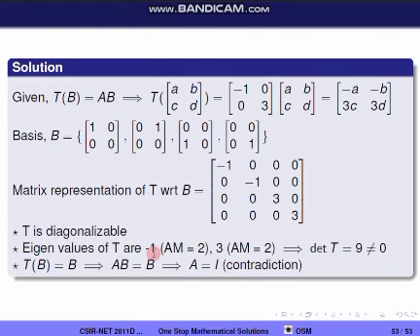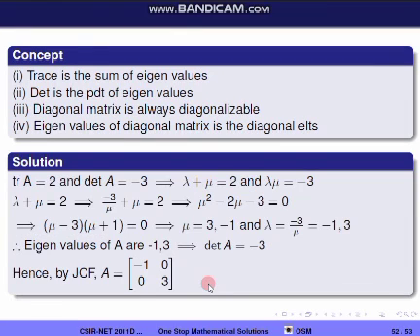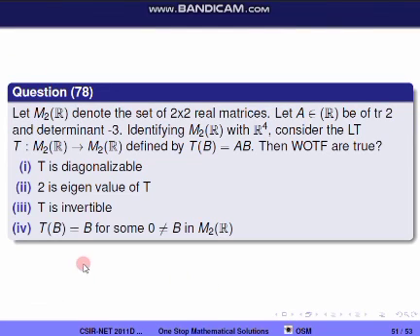So that is minus 1 with algebraic multiplicity 2 and 3 with algebraic multiplicity 2. So determinant of T is the product of eigenvalues. So that is equal to 9, a non-zero number. And suppose T(B) is equal to B, and we know T(B) is AB. So AB is equal to B, which implies A is equal to I, but it is a contradiction because we got determinant of A to be minus 3. So A cannot be I. So now we will check the correct options. So the correct options are 1, 3.